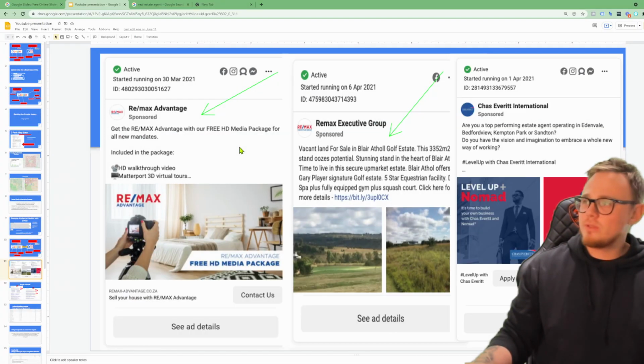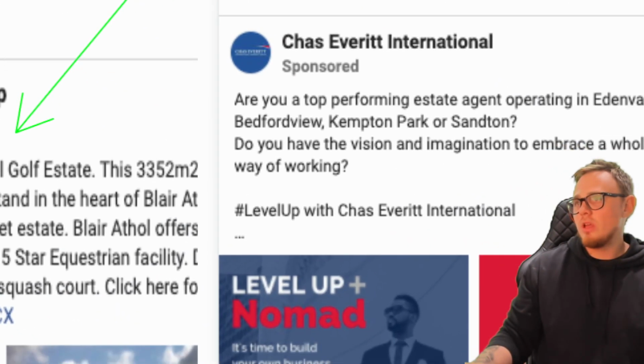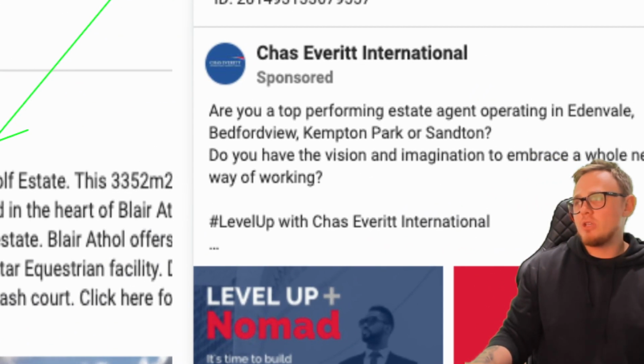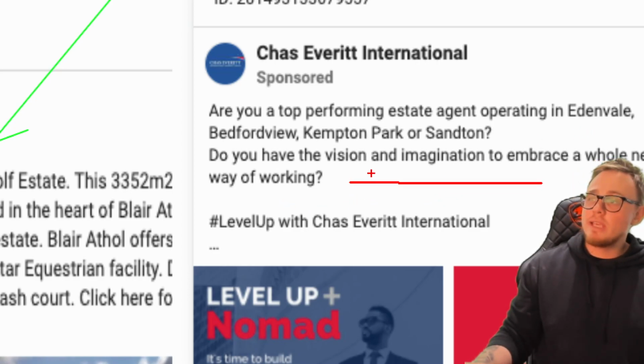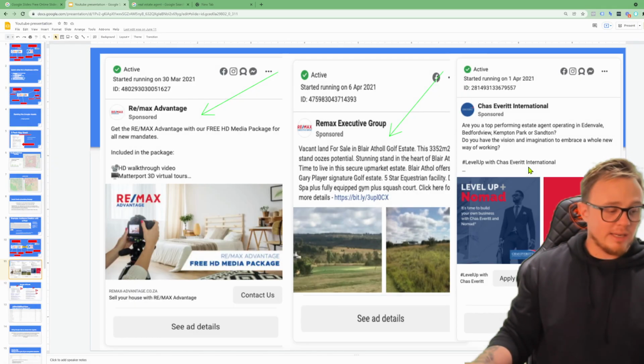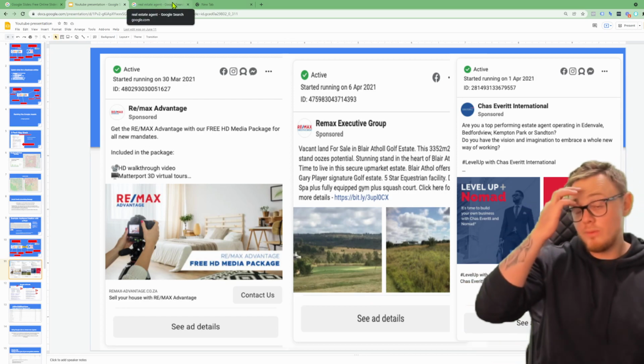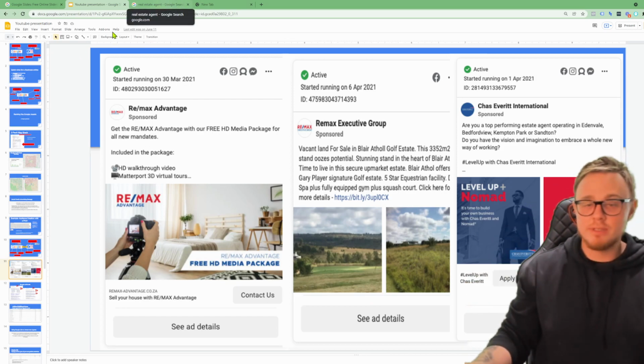Wouldn't a resource on how to increase the value of your home be way more valuable than a free media package in this situation? And then over here, another tactic that agencies are using on the side here, Chas Everett: are you a top performing agent operating in the Eden Vale area? These are quite good. These get new agents in and give the real estate brokerages obviously more power, more thunder in their real estate agents.